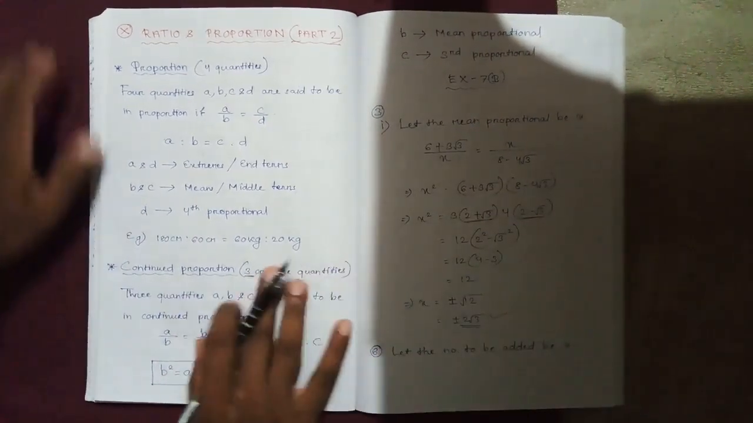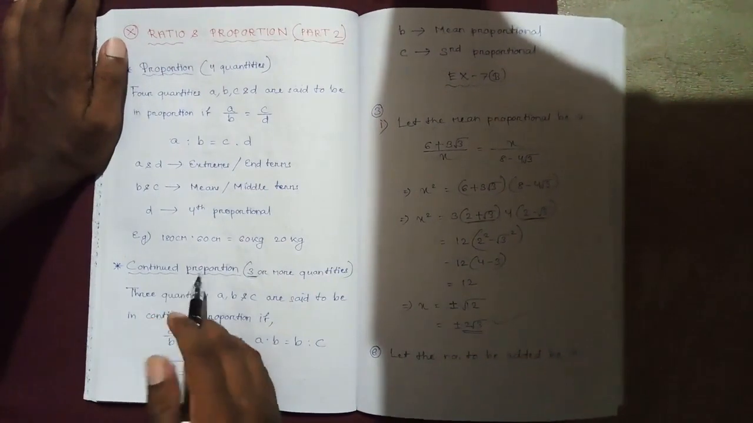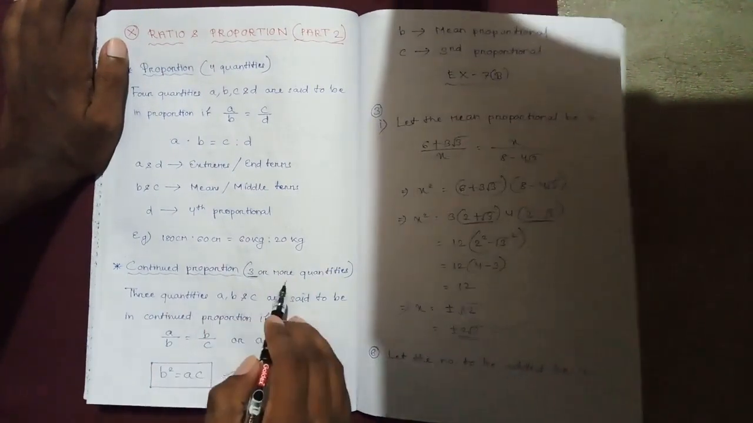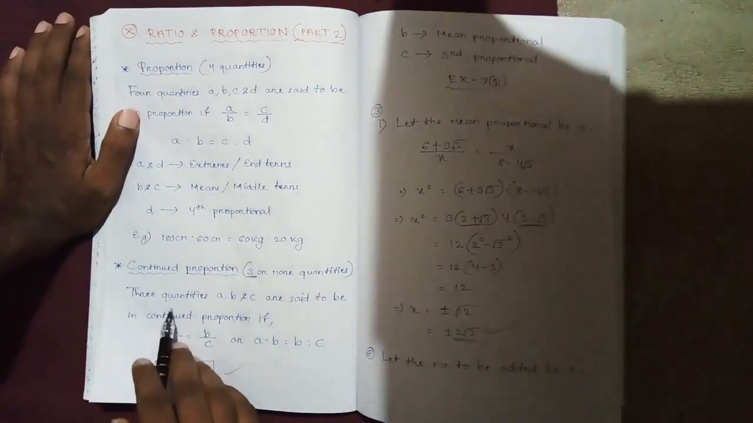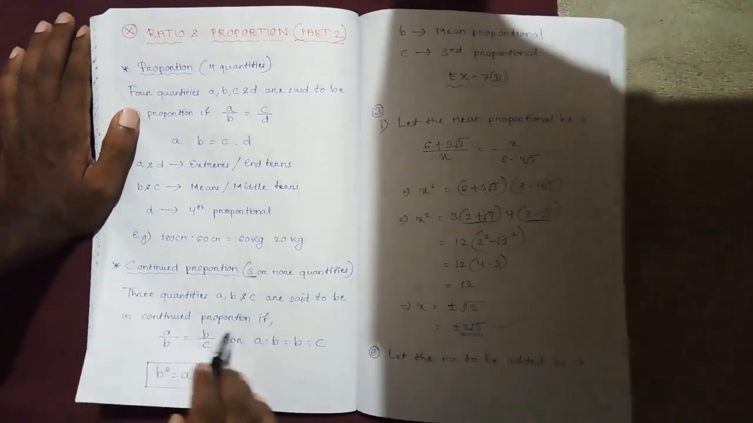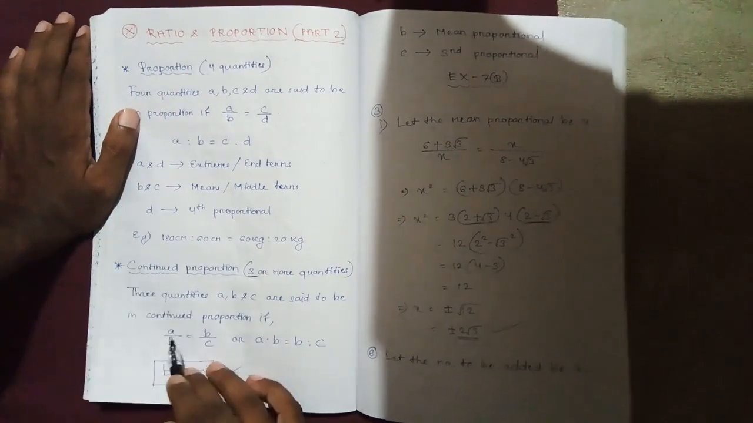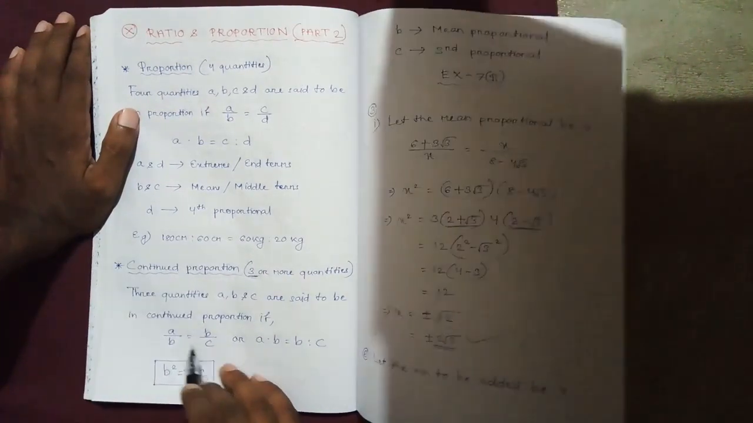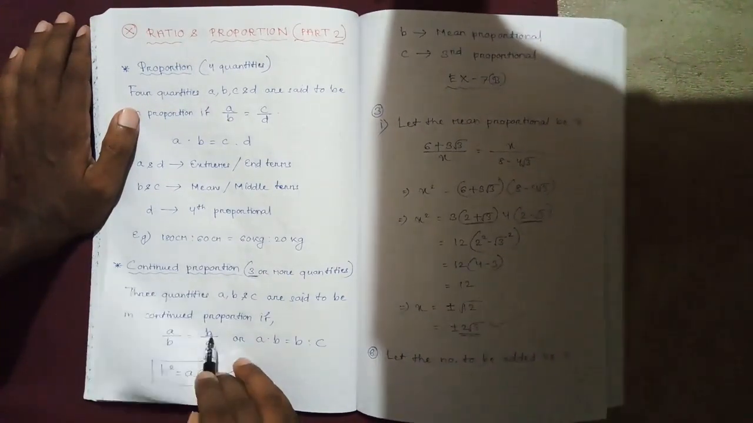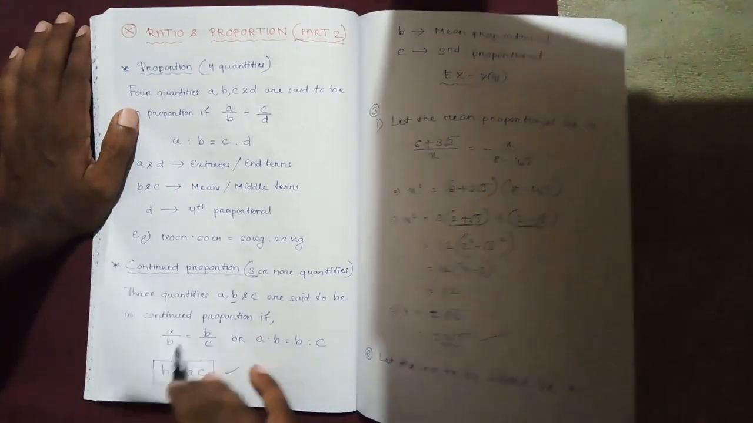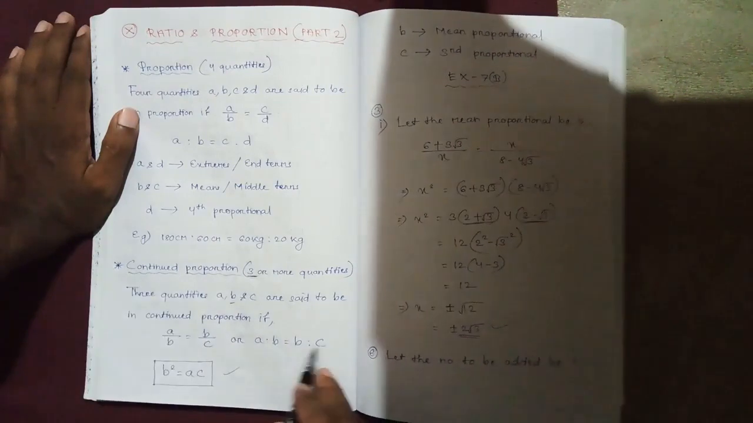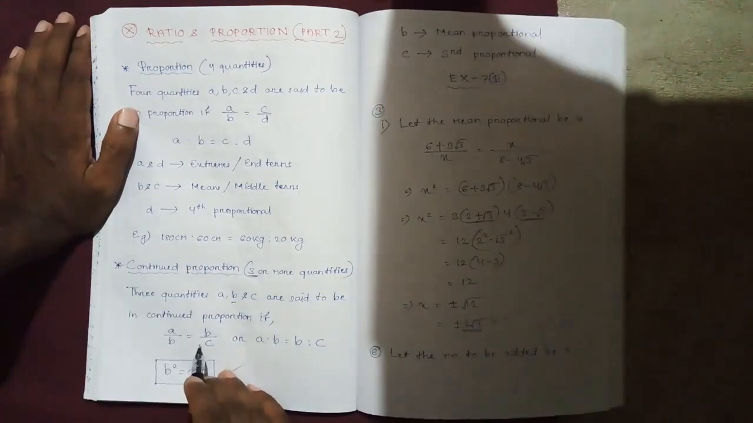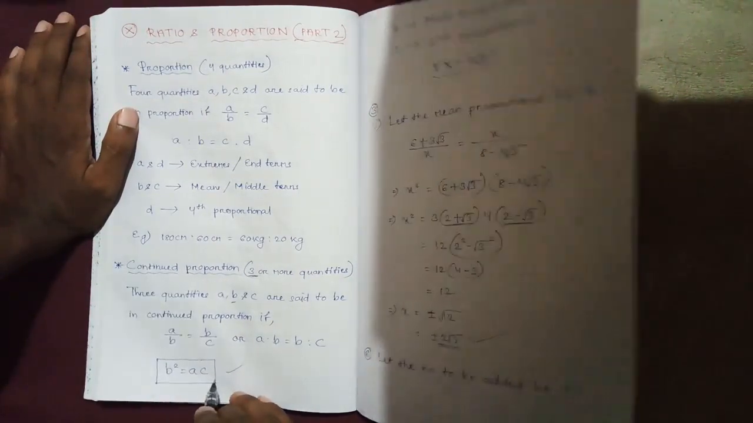Then continued proportion. It involves three or more quantities. Usually we take three. Three quantities A, B and C are said to be in continued proportion if A by B is equal to B by C. Here you can see the middle term has been repeated. This B has been repeated. A by B is equal to B by C, or A is to B is equal to B is to C. On cross multiplication we will get B square is equal to AC.